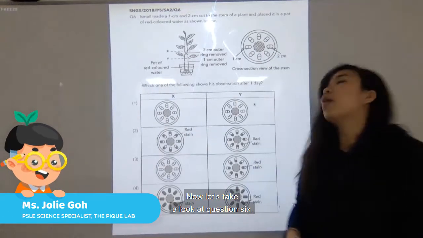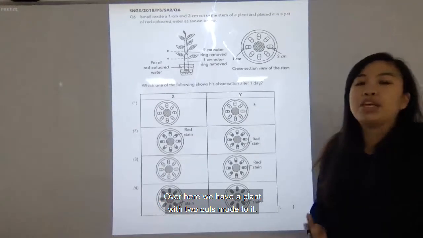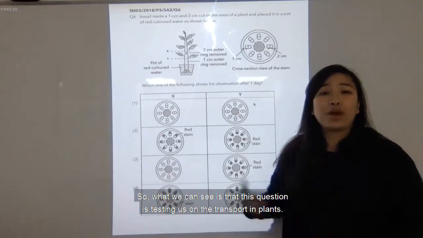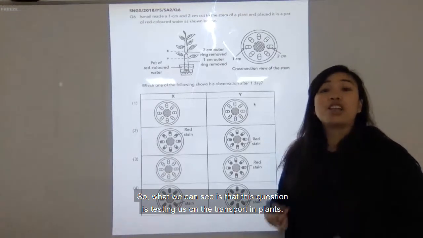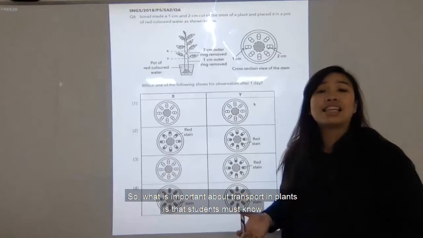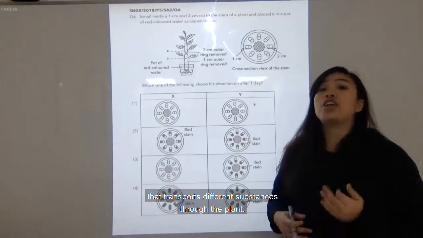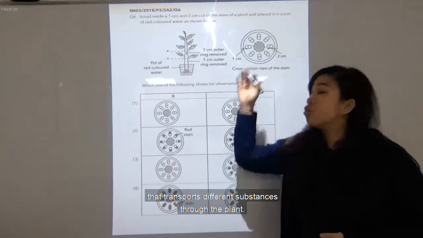Hi, now let's take a look at question 6. Over here we have a plant with 2 cuts made to it. So what we can see is that this question is testing us on the transport in plants. What is important about transport in plants is that students must know that there are 2 different types of tubes that transport different substances through the plant.